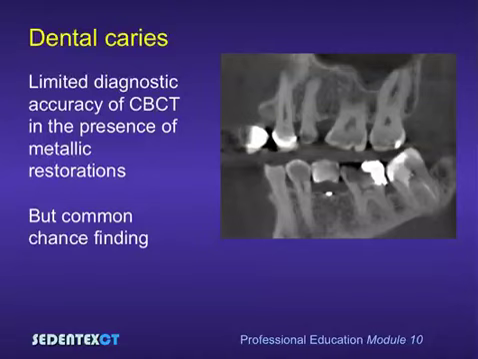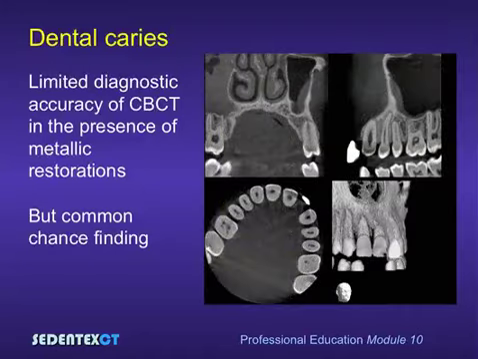Let's start with the real basic dentistry, the interpretation of dental caries. There is limited diagnostic accuracy of cone beam CT in the presence of metallic restorations, as you can see here. But dental decay is a common chance finding, and so it is worth looking through your cone beam CT scans for any definite identification of dental caries. The problem, however, is the artifacts produced from metallic restorations, producing pseudo-caries.